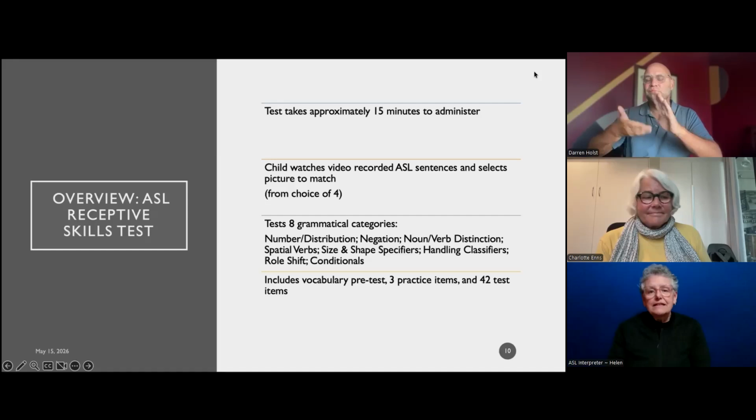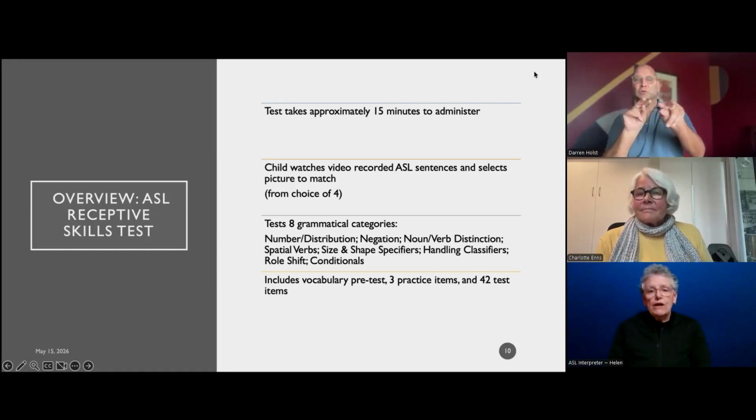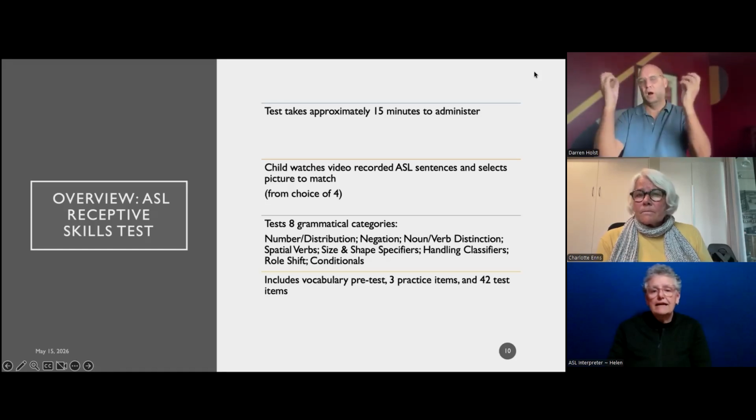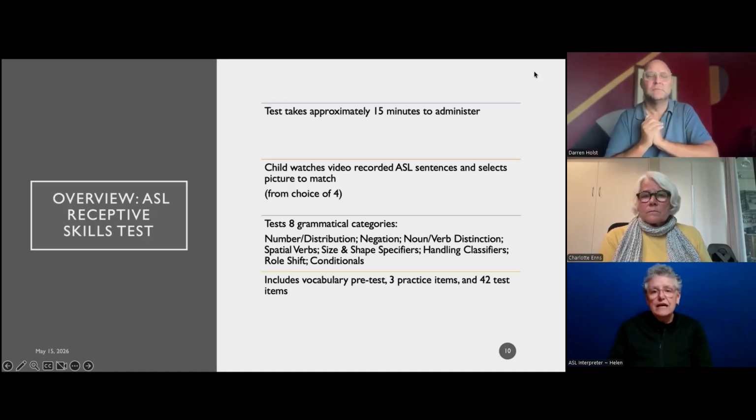And it takes about 15 minutes to administer the test. So what you do is a child is watching a movie that's already been downloaded. It's someone that's signing, and they pick from a variety of answers. So the video will show the signing, and the child picks an answer of which picture they want to choose.